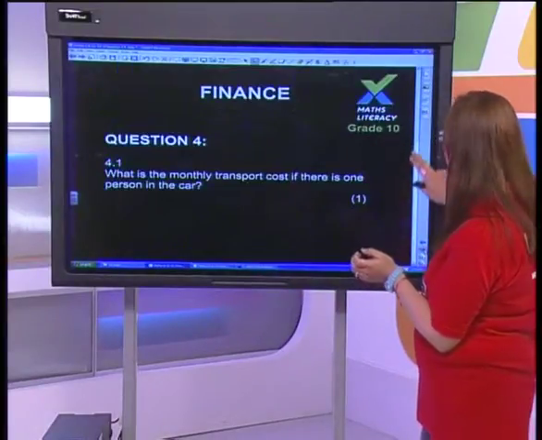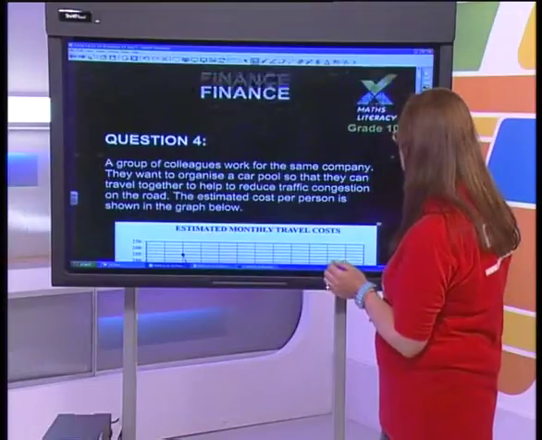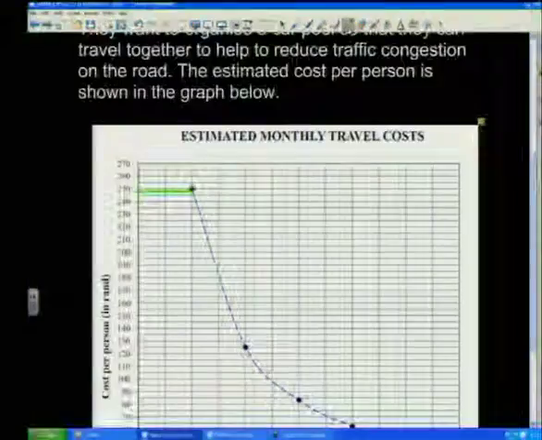So let's go and answer some of the questions. What was the monthly transport cost if there was 1 person in the car? Let's go back to our table. There's 1 person in the car, our costs, and we read off there was 250 Rand.